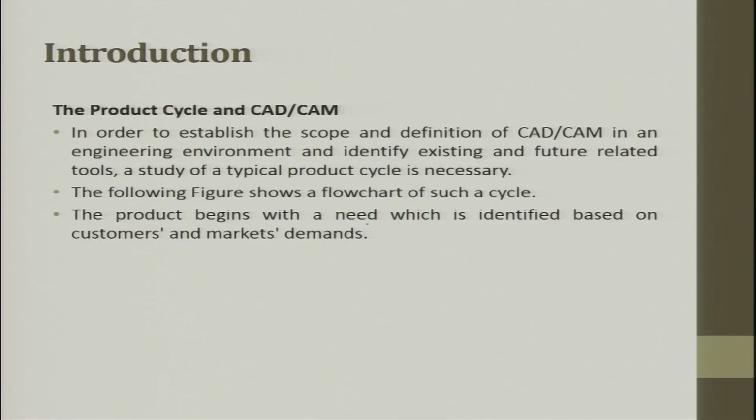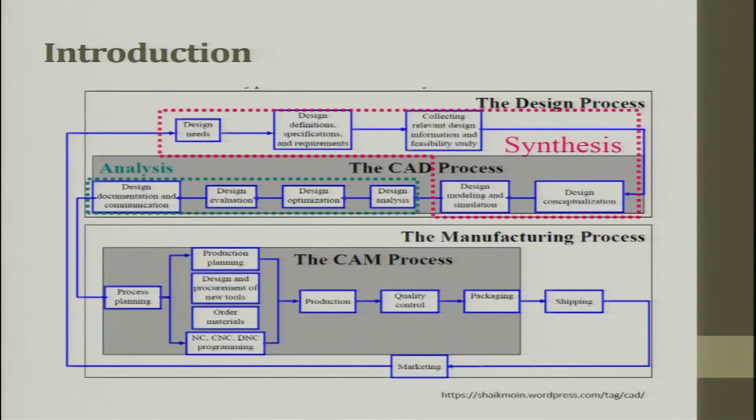The product begins with a need which is identified based on customer and market demand. So, this is the schematic representation of the complete setup. Here you can see there are two parts, one is the design part, the other one is the manufacturing part. Here you can see the CAD process and then synthesis and analysis. In the CAD process, we have the designer need, then design specification, definition, specification and requirements, and then collection of relevant design information and feasibility studies.